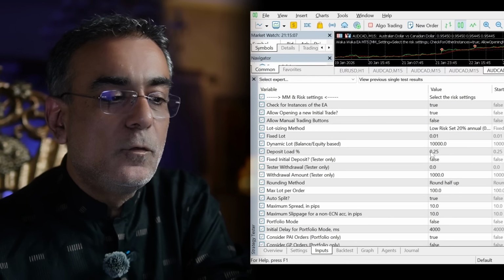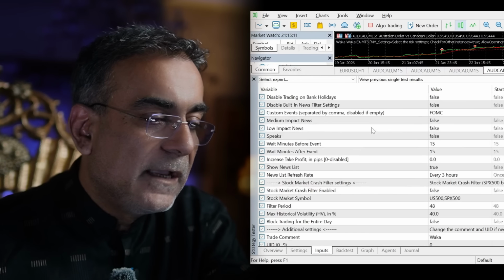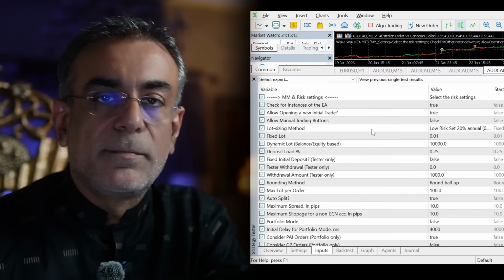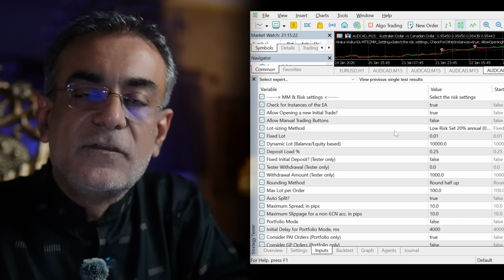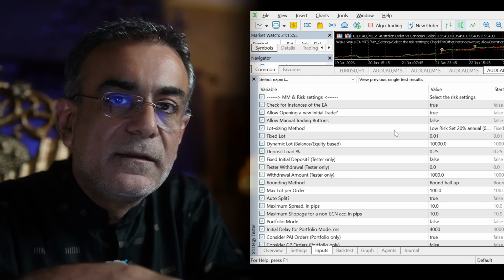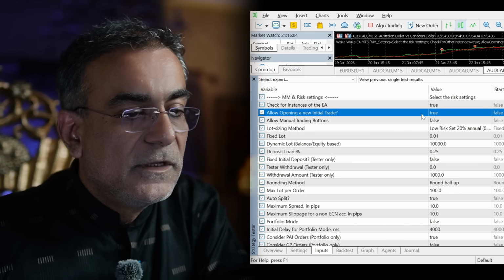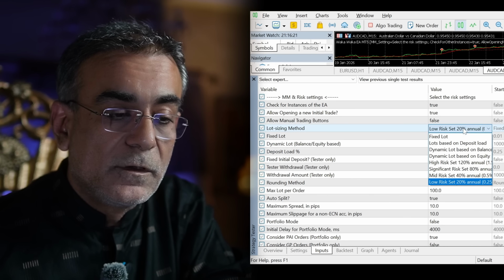Now let's quickly look through the critical settings. I'm not going to go through the entire page. Most of this is just cosmetics and stuff, which I'll run through very quickly. But since we're going to build this entire EA ourselves, it's probably better to understand what it is that we're actually about to build. So this is just allow the opening of new trades, then the lot sizing method, that's the important one.